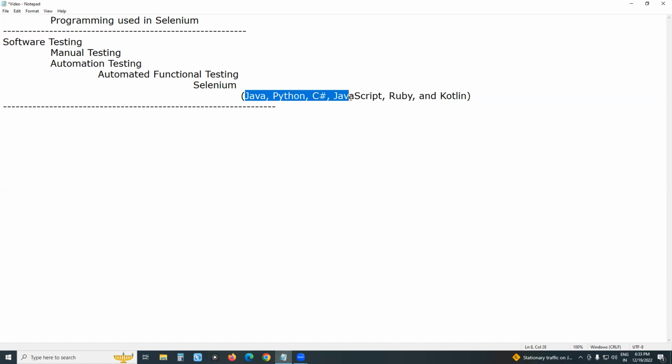In these languages, Java combination is popular. Selenium with Java is having nearly 70% market share. Remaining languages only 30% market share. So try to learn Selenium with Java for functional automation testing or automated functional testing.